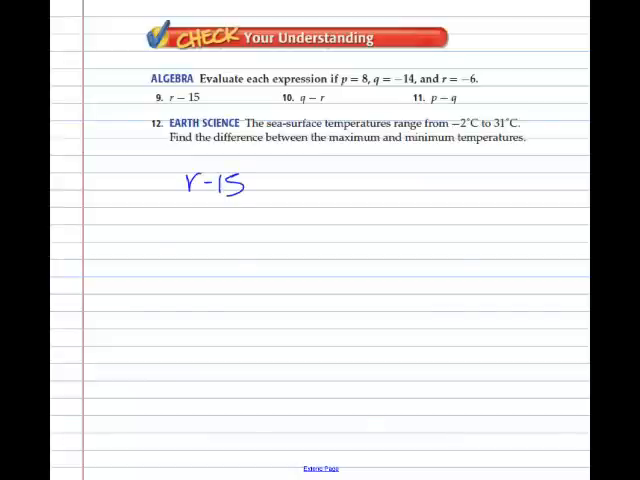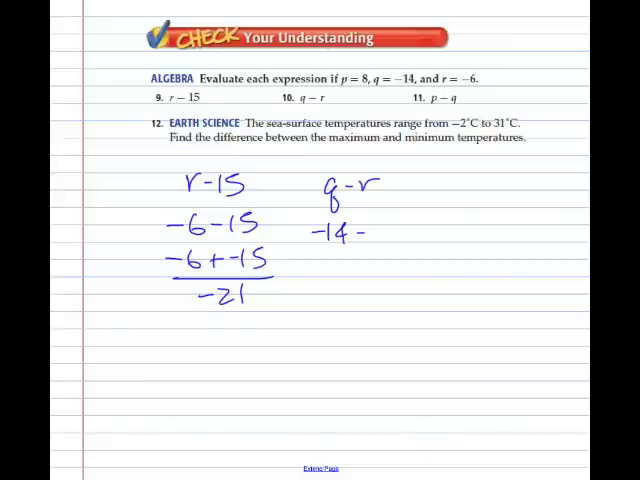I'm evaluating a couple more expressions. R minus 15. R is negative 6, so we have negative 6 minus 15, which becomes negative 6 plus negative 15, which is negative 21. Number 10, Q minus R becomes negative 14 minus a negative 6. Negative 14 plus 6. The absolute value of 14 minus the absolute value of 6 is 8. Because the negative absolute value is greater, my answer is negative.